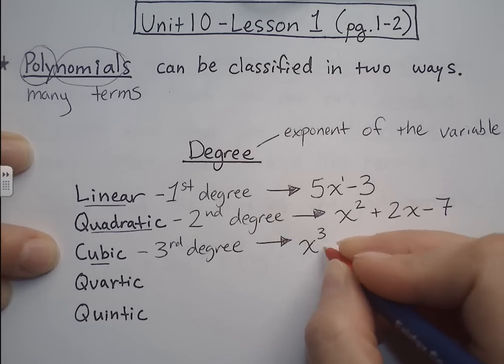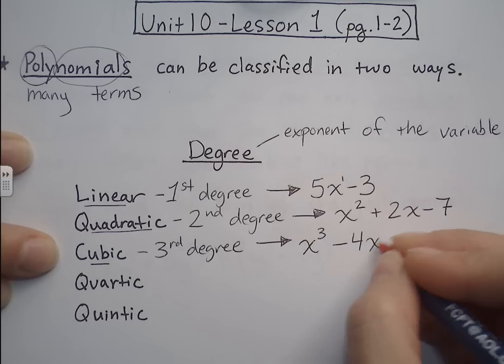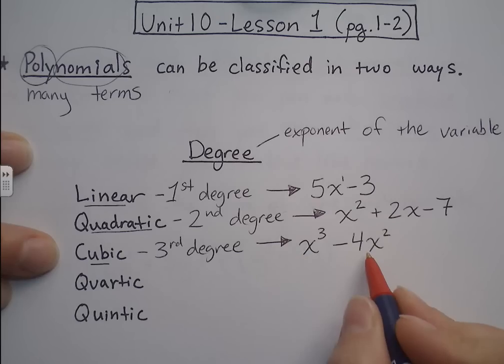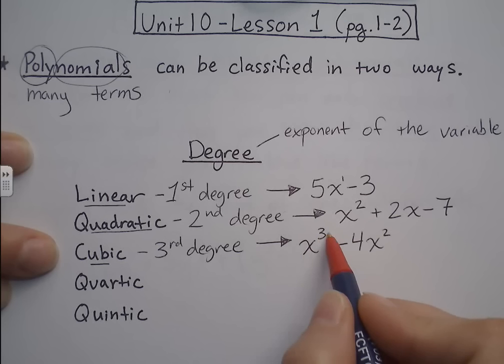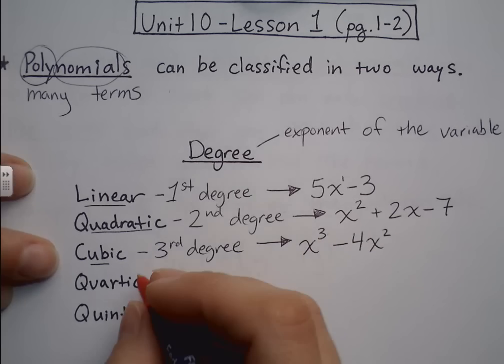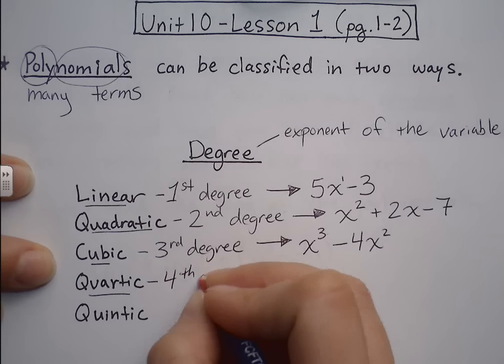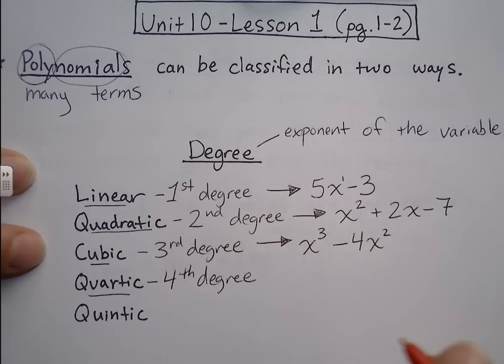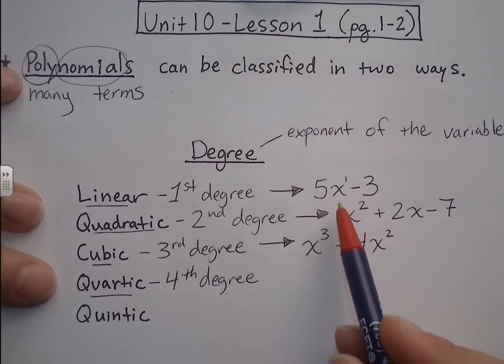Cubic. That would be a third degree polynomial. So an example would be x to the third power. And you don't have to have all the other terms. For example, I could have minus 4x squared, and that would be it. Okay? It's still a cubic polynomial because the largest exponent is 3. A fourth degree polynomial.